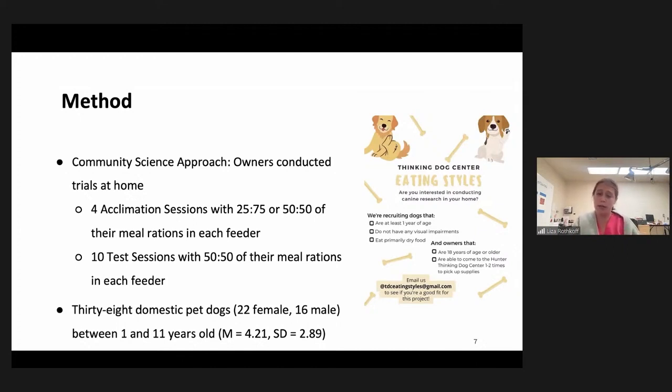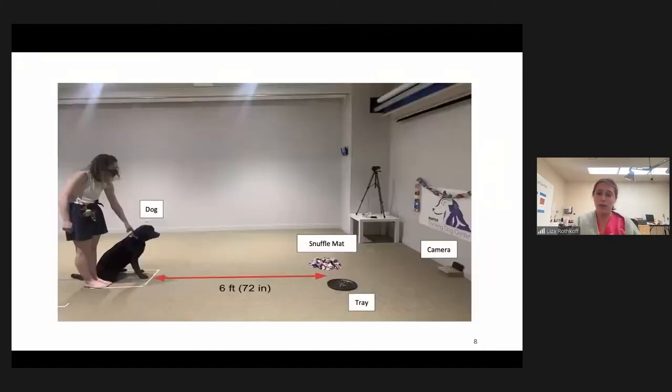Our participants were 38 domestic pet dogs. We had 22 female and 16 male dogs between the ages of 1 and 11 years old. To give you a visual of the feeding setup, the dog would be released 6 feet from the feeding setup, the tray and the snuffle mat, which were placed 2 feet apart. And 4 feet in the other direction, we told the owners to place the camera so that they could record the session.